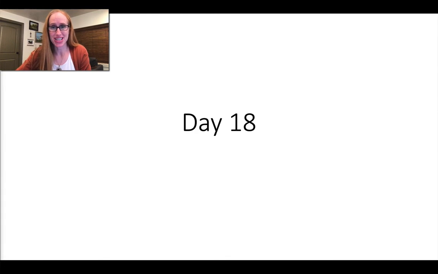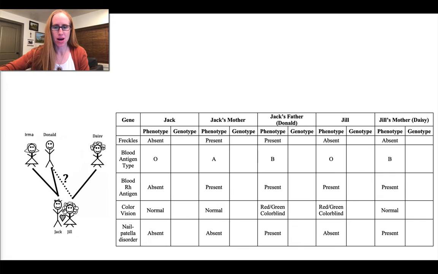Okay, students, we're going to continue with this activity for day 18, and we're going to talk about genetics. If you remember from last time, we've got this scenario where we have Donald, and we gave his wife a name, Irma, and they have the son, Jack, and Jack wants to marry Jill, and Jill's mom is Daisy, but Jill was conceived as an anonymous sperm donation, and Donald used to be a sperm donor, and they're from the same town, and so we've got this issue that Donald might actually be Jill's father as well.